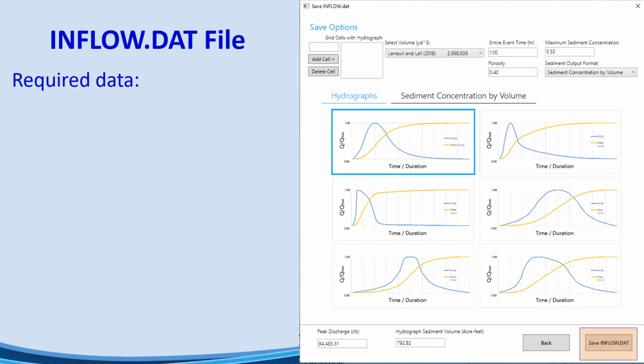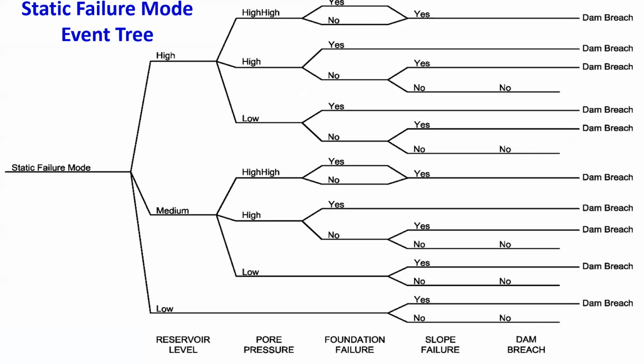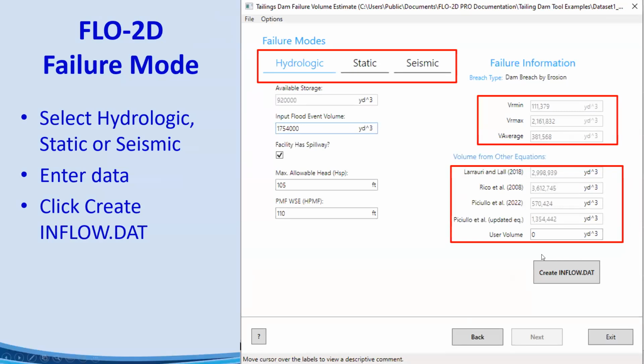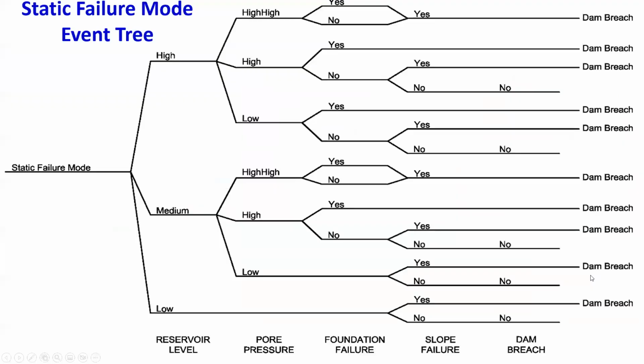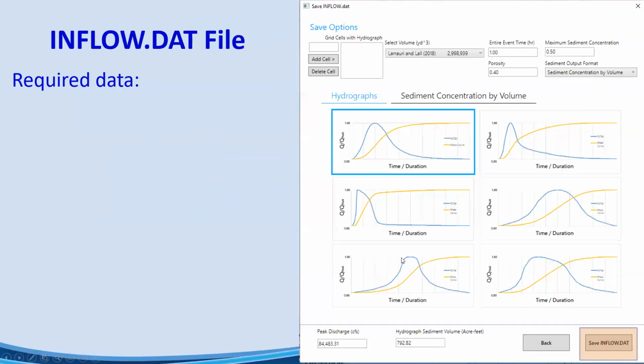So once you click create FLO, we have all these volumes calculated from the different empirical correlations. We click on create FLO-2D, and this dialog opens. In this dialog, we need some additional data. Why? Because at this particular moment, we are ready to select the bridge volume, and the bridge volume that needs to be selected comes from this drop-down menu.